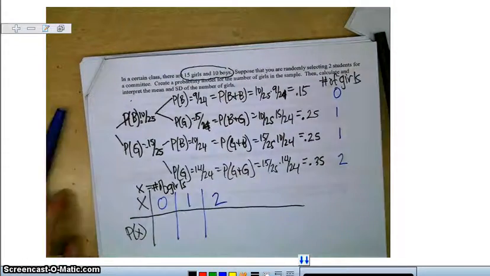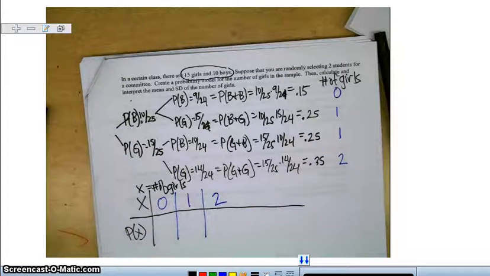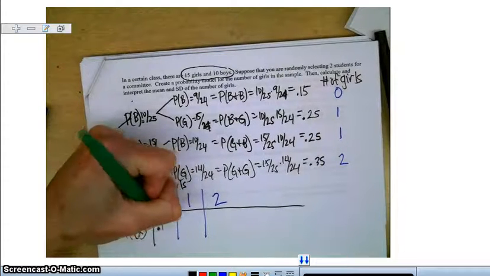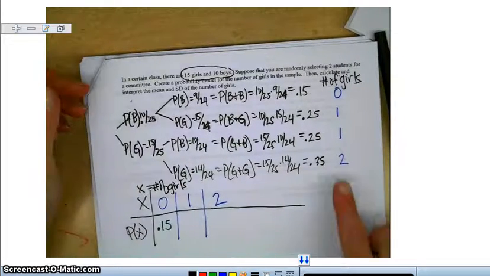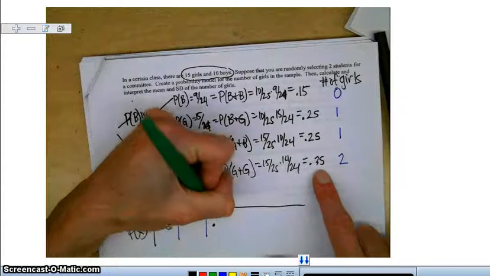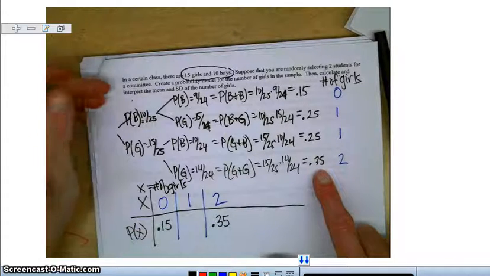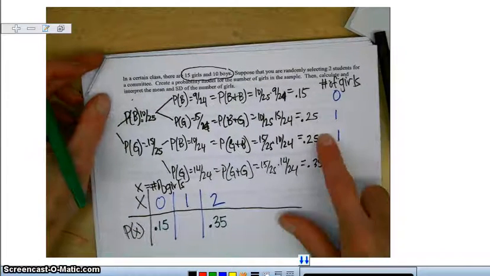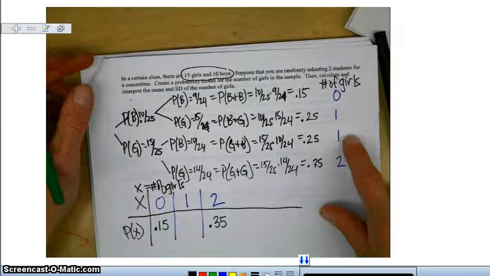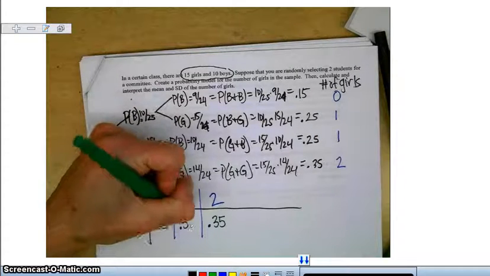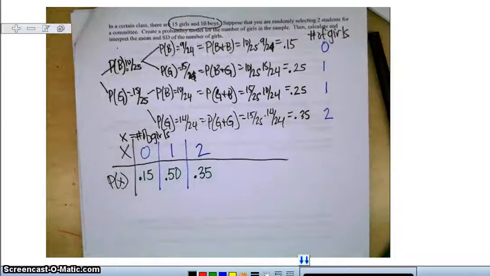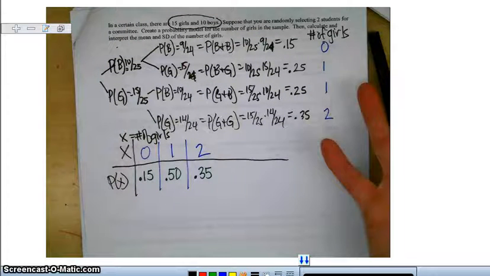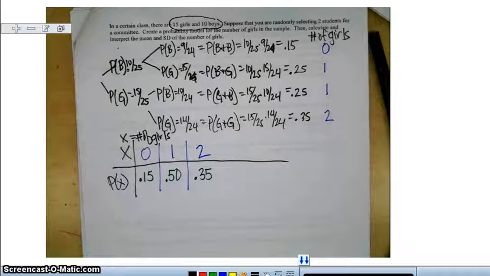So my probability distribution, I have 0, 1, and 2 possible girls. So the scenarios that give me 0 girls, the probability was 0.15. There's only one scenario that gives me 2 girls, and that probability was 0.35. The 2 that give me 1 girl, I have to add those up because I could get 1 girl this way or this way, so that's 0.5.